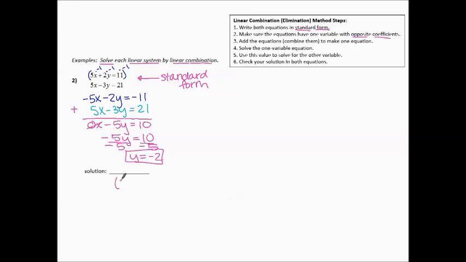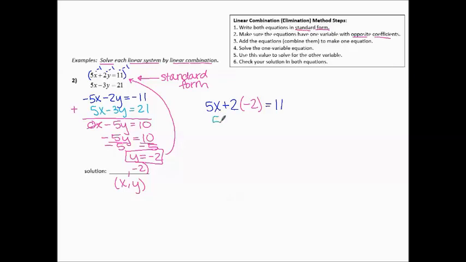Again, I need my answer to be an x, y. So I now have my y portion of the solution. I need my x. So I'm going to take this and plug it into this equation. So I have 5x plus 2, and instead of y, I'm going to substitute in my negative 2 is equal to 11. Notice that I went back to my original equation, not the one I multiplied. I went back to my original equation.